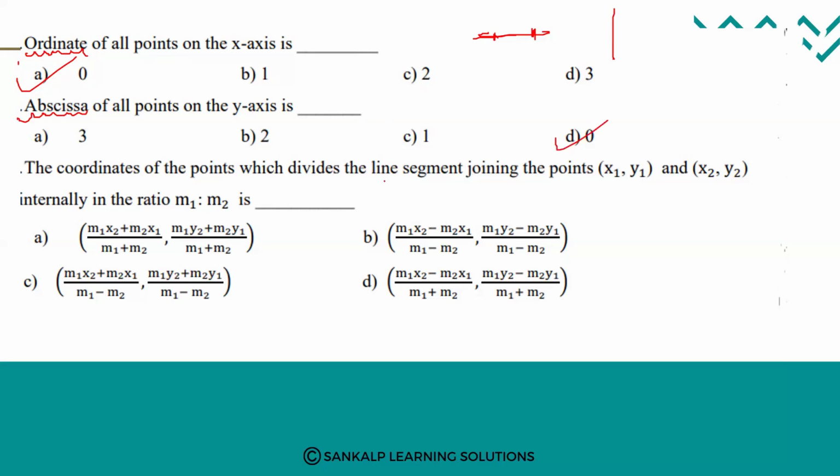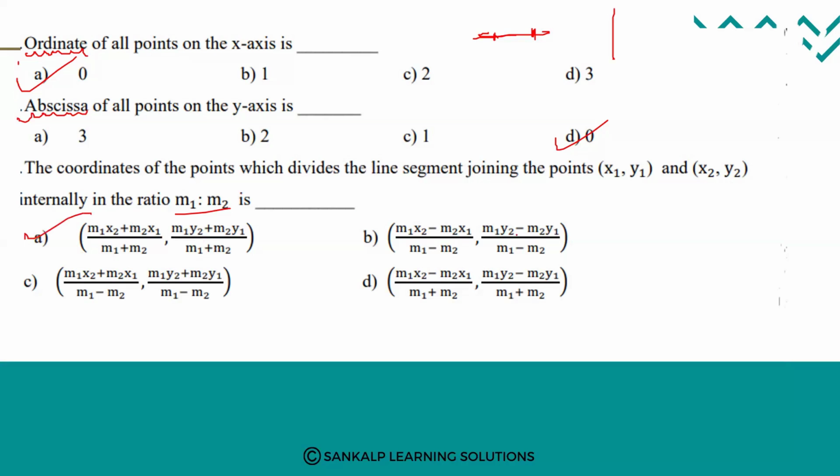Coordinates of the point which divides the line segment joining the points x1, y1 and x2, y2 internally in the ratio m1 is to m2 is. So which formula is correct here? m1 x2 plus m2 x1 divided by m1 plus m2, m1 y2 plus m2 y1 divided by m1 plus m2. Option A is right. Yes.